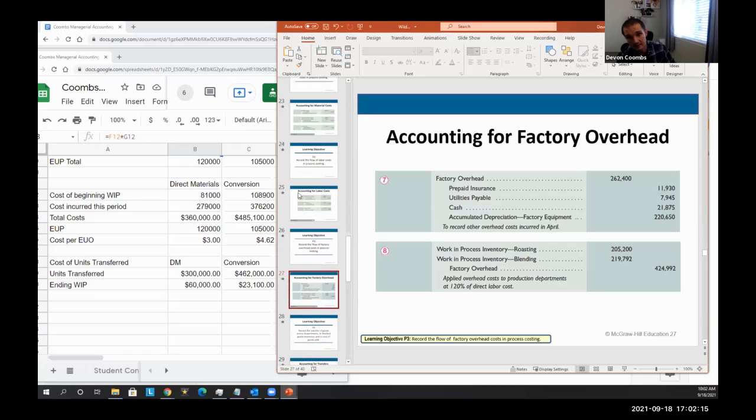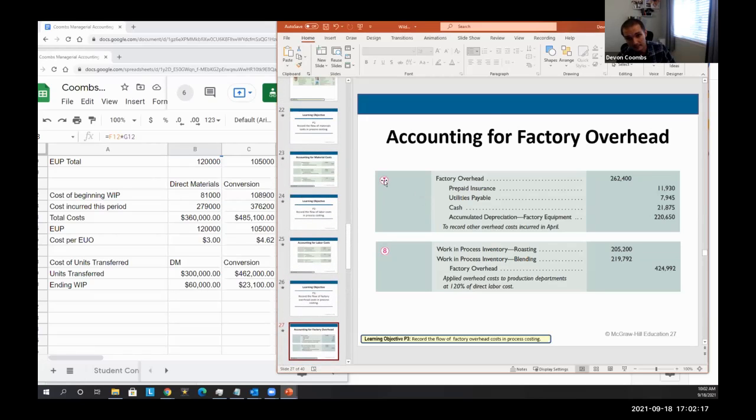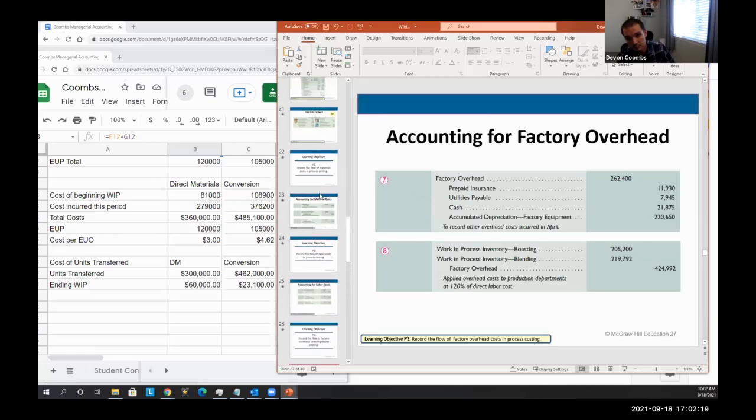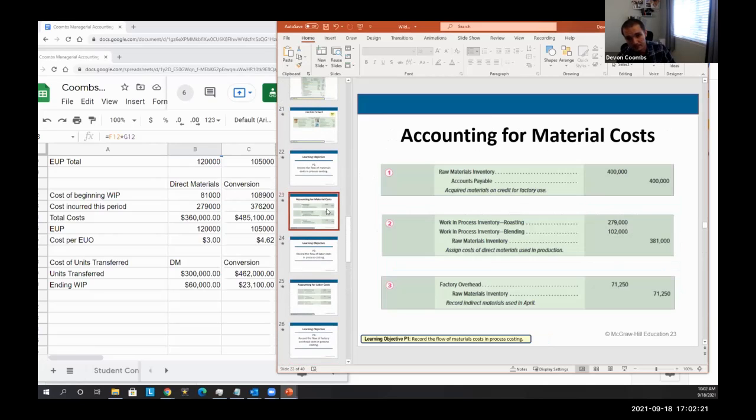So the simple takeaway, or the simple thought behind all of this, is you're just going to be applying these costs to your inventory accounts. What are the costs we have? Direct material, direct labor, factory overhead. So you credit those types of accounts to debit your inventory.